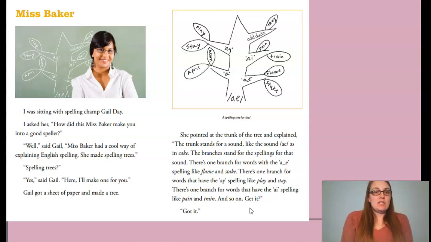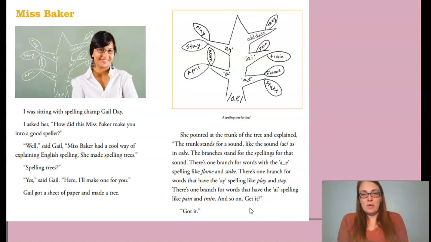I was sitting with spelling champ Gail Day. I asked her, "How did this Miss Baker make you into a good speller?" "Well," said Gail, "Miss Baker had a cool way of explaining English spelling. She made a spelling tree." "Spelling trees?" "Yes," said Gail. "Here, I'll make one for you." Gail got a sheet of paper and made a tree.